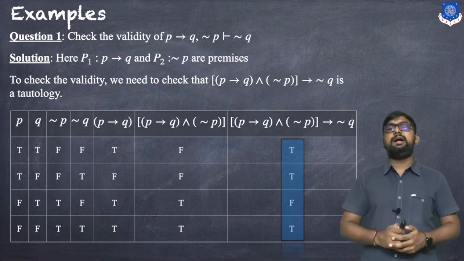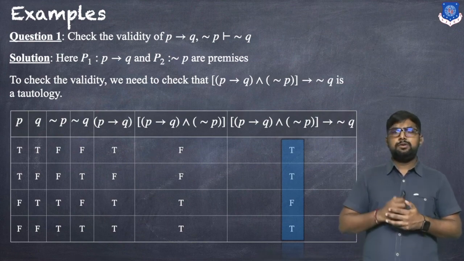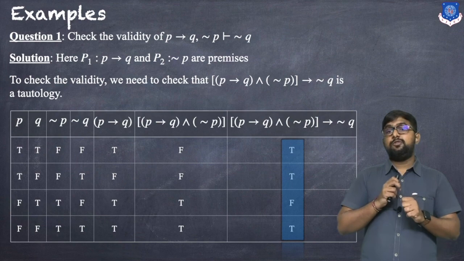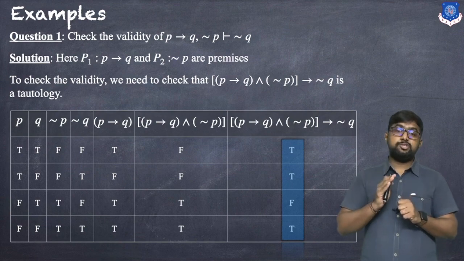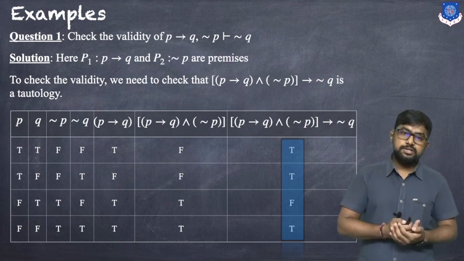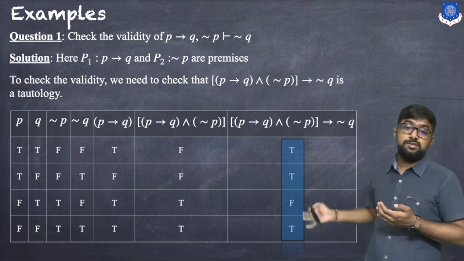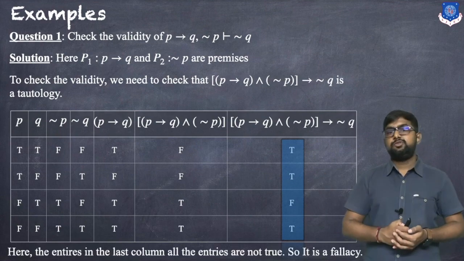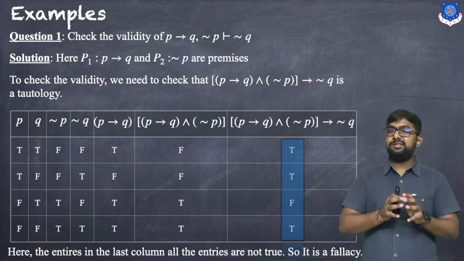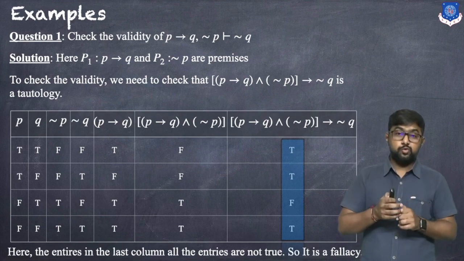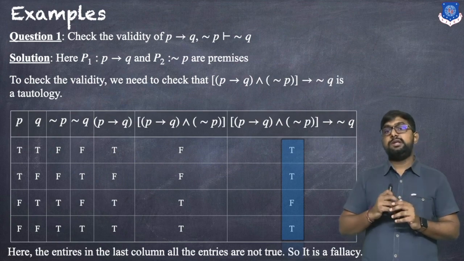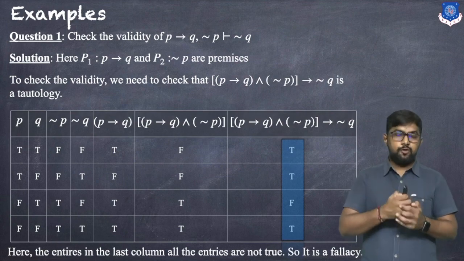Now you can see the entries TTFT. For a tautology, all the entries have to be true. But here in the third entry, we have F. So it is not a tautology. The entries in the last column are not all true, so it is not valid, hence it is a fallacy.